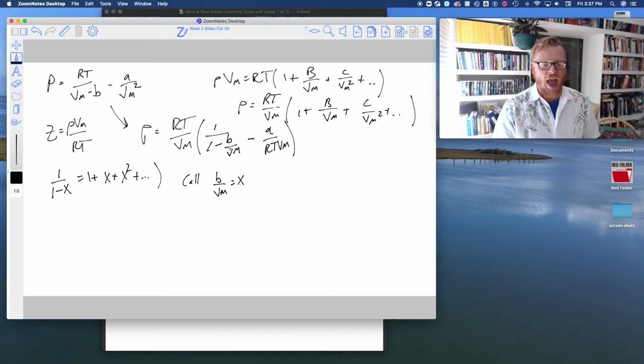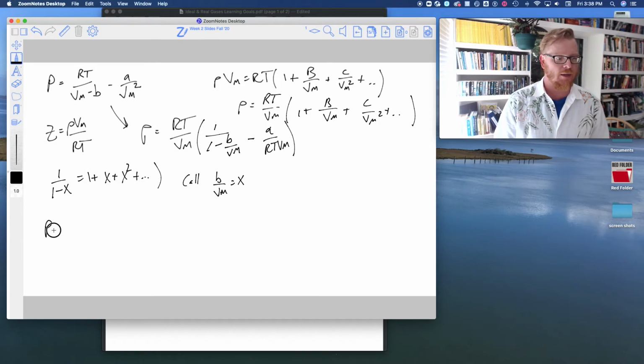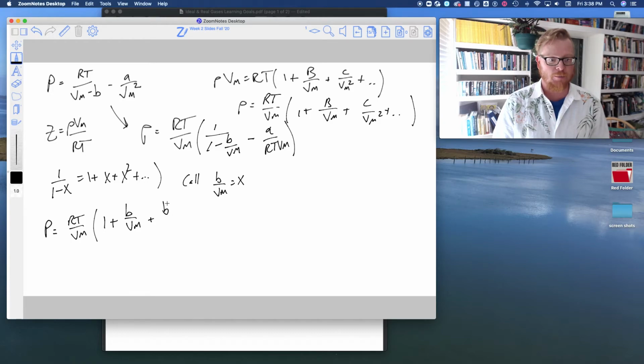And so now when I do that and expand this with Maclaurin, I know this is getting sloppy, apologies here, so we'll say P equals, I've got the RT over Vm. Now don't worry about this term yet, we're just going to deal with this term, and I'm going to expand this via Maclaurin. So I know the first term is going to be 1 plus x. Well, here I'm calling x b over Vm. And then now I've got an x squared, which I'll say is b squared over Vm squared.